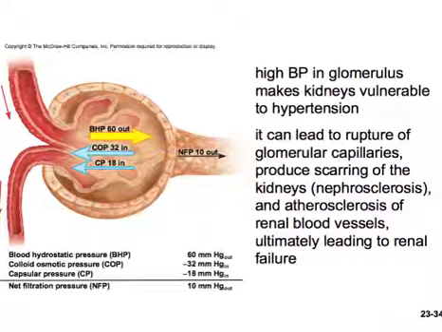The high blood pressure in the glomeruli makes the kidneys especially vulnerable to hypertension. This can have devastating effects on renal function. Hypertension can rupture the glomerular capillaries and lead to scarring of the kidneys, which is called nephrosclerosis, as well as atherosclerosis in the renal blood vessels, which ultimately leads to renal failure. So renal failure is one of the primary risks of high blood pressure.